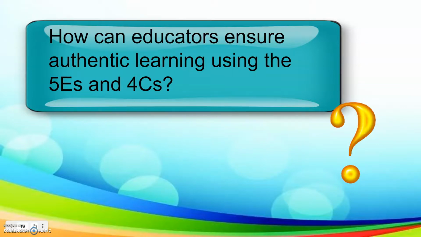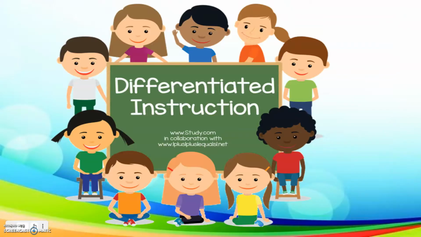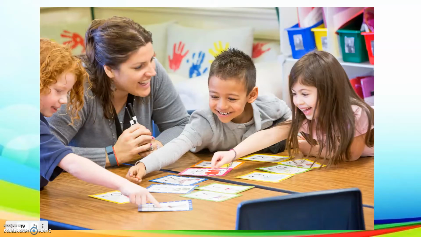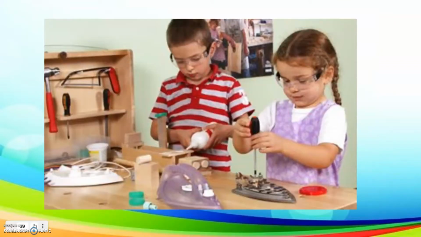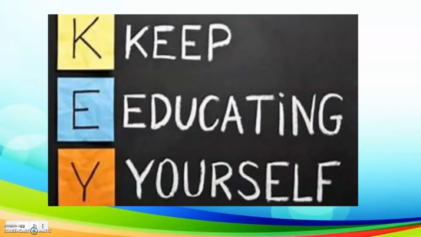How can educators ensure authentic learning using 5 E's and 4 C's? When planning the lesson, ensure to plan with the students in mind. Cater to differentiated learning. Provide them with hands-on experience. Allow them to work together. Track students' progress. Capitalize on the prior knowledge. Encourage students to be creative.